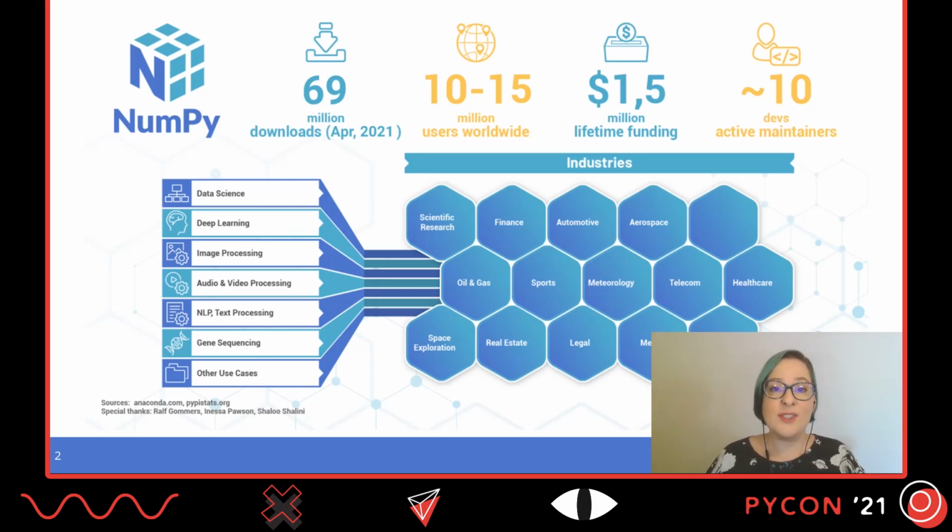NumPy is used in a range of different industries and scientific disciplines, including data science, image processing, audio and video processing, gene sequencing, and a lot of other areas. It's used in scientific research, finance, the automotive and aerospace industries, sports, meteorology, healthcare, and space exploration, to name a few.